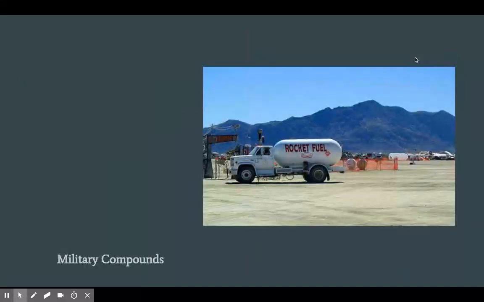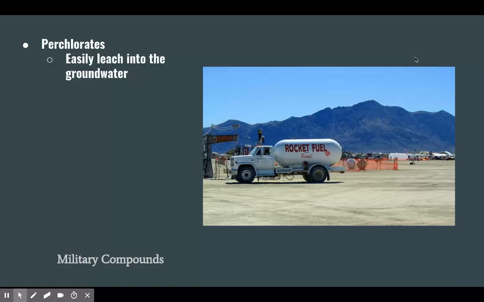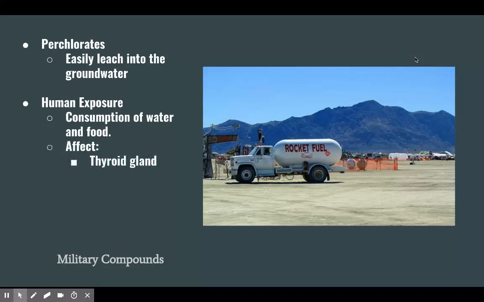Military compounds as well. The main thing with military compounds is they have perchlorates, and perchlorates are found mainly in rocket fuel. So you'll see these, and NASA as well has a high abundance of perchlorates just because they need them to fuel their jets. But the problem is this will leach into the groundwater very easily, and humans exposed to this either by consuming water or eating food, it can affect the thyroid gland, and this affects the hormones in the body, reducing the production of hormones. So negative effects with that as well.